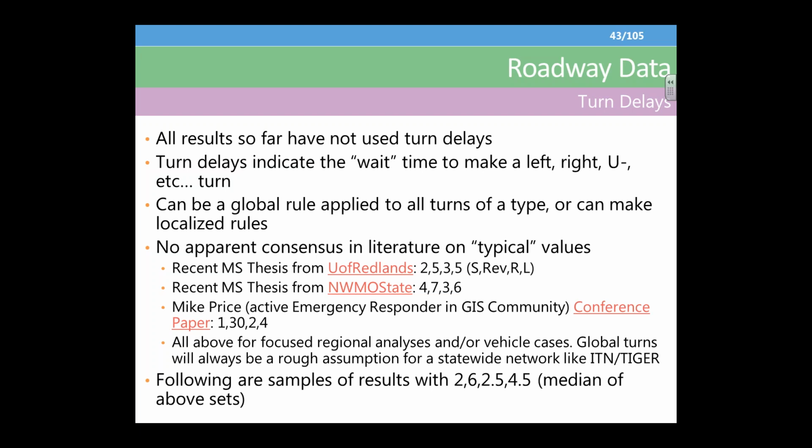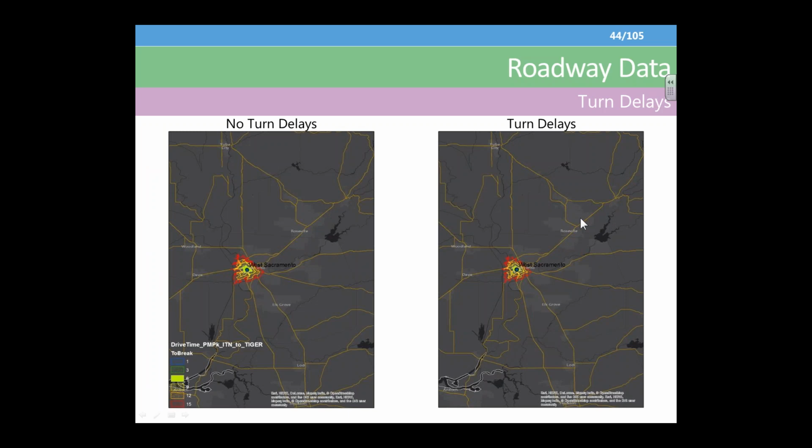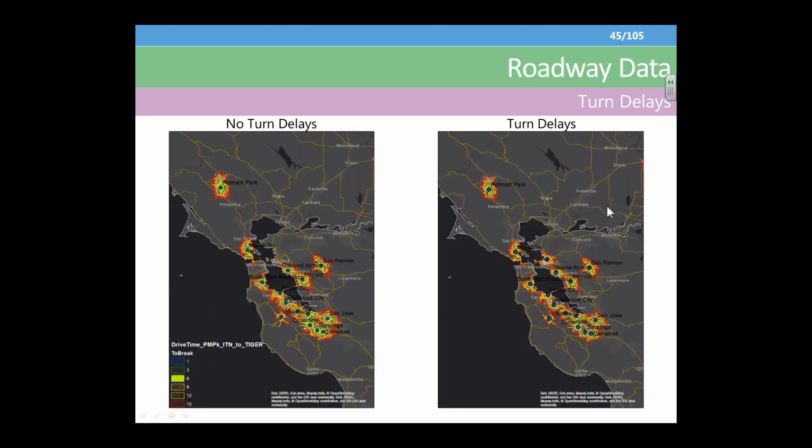But we're doing an analysis for the entire state. It's just not feasible. So what we did was at least look at what the effect was. We assumed some values based on a set of values we found in literature. So a 2-second delay for, I believe, driving straight through, a 6-second delay for a left turn, etc. And we then reran the service area analysis, and we saw some differences, but not a lot.